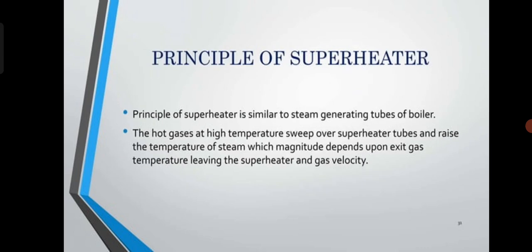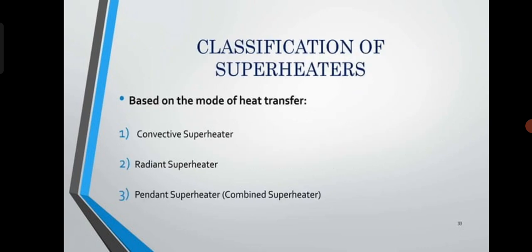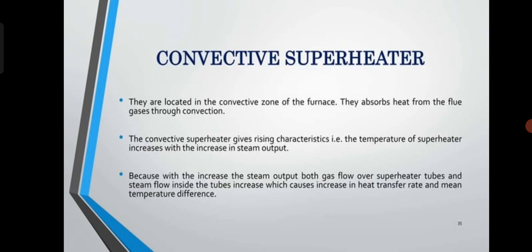The principle of the superheater is similar to the steam generating tubes of boilers. The hot gases at high temperatures pass over the superheater tubes and raise the temperature of steam, the magnitude of which depends upon the exhaust gas temperature and the gas velocity leaving the superheater. Classification of superheaters based on mode of heat transfer: convective superheater, radiant superheater, and pendant superheater.